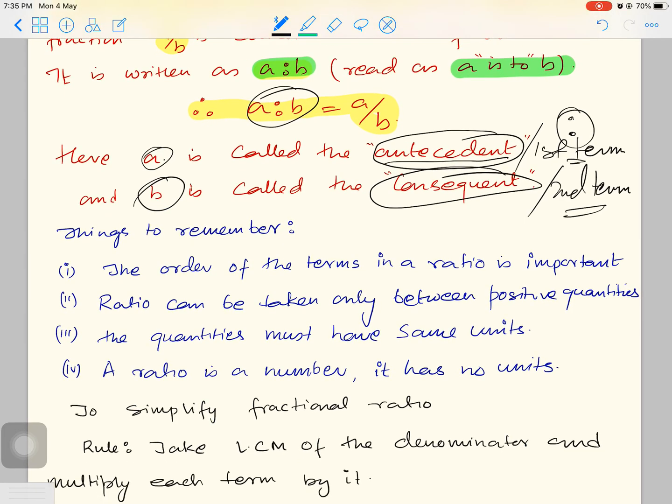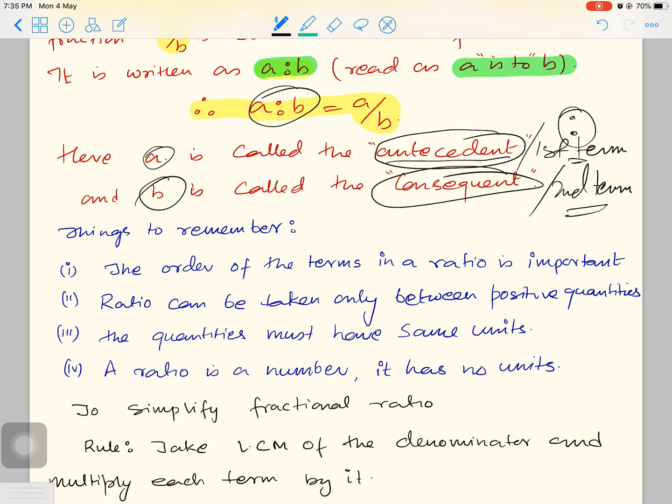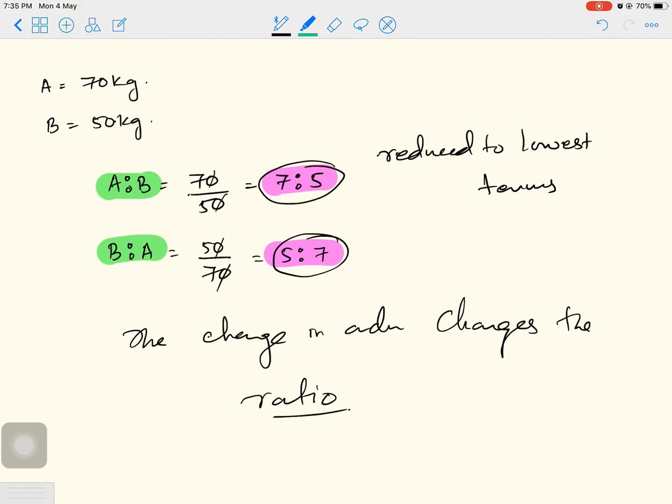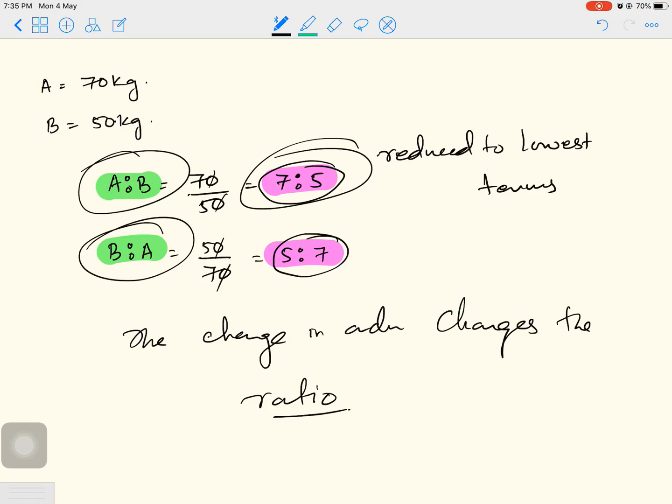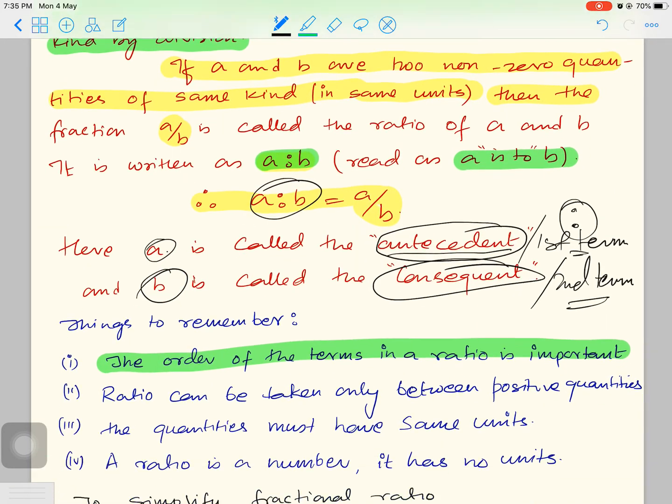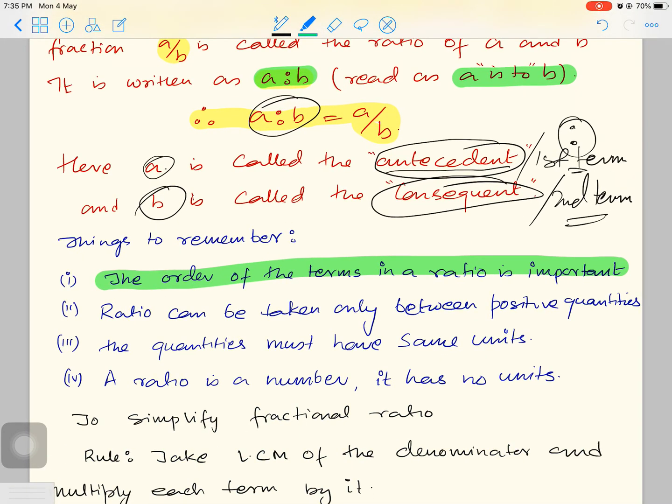A few things to remember here. What is important is the order of terms, as I've already given. The order of terms in a ratio is very important. As you all can see here, A is to B is something different and B is to A is something different. So if the order changes, the ratio also changes. Second point, a ratio can be taken only between positive quantities, not for negative quantities. Remember, we cannot take a ratio for negative quantities, only for positive quantities.